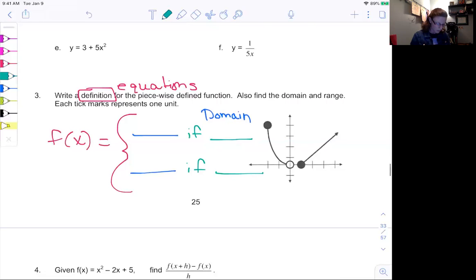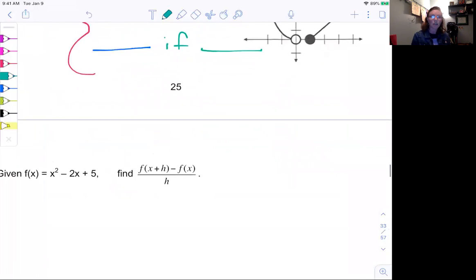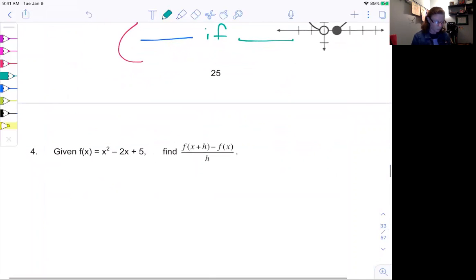The last part of this worksheet is this difference quotient. So the difference quotient is when we're applying the quotient into the x values of the function.